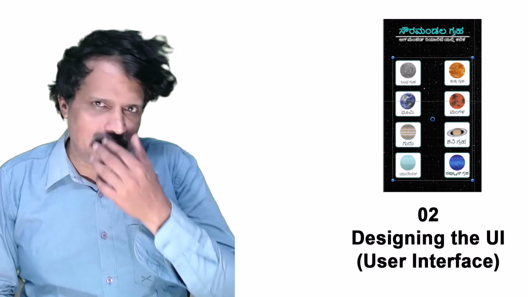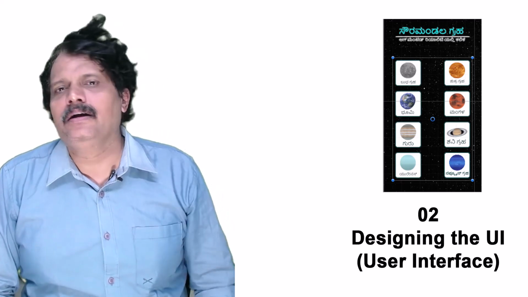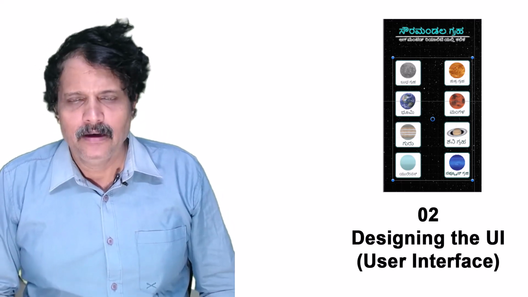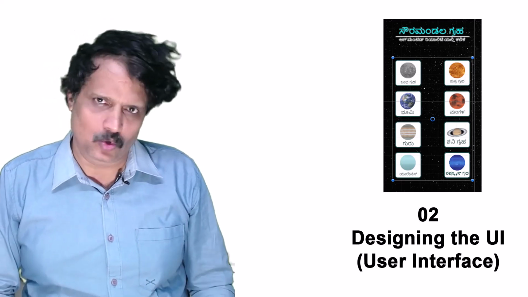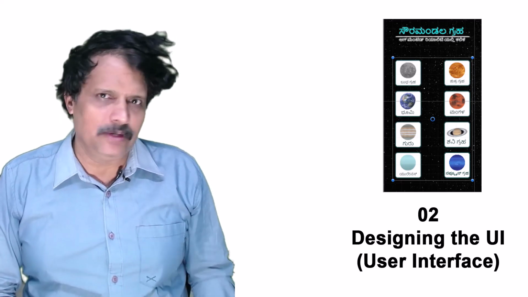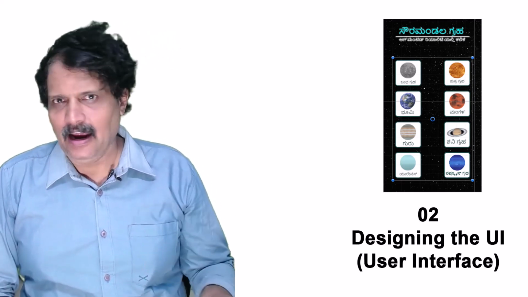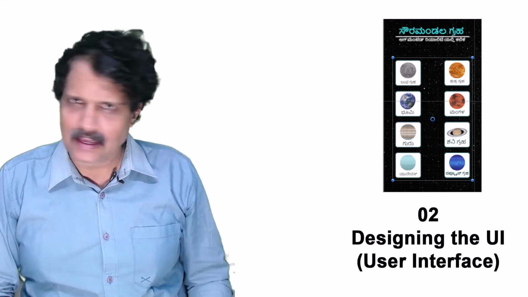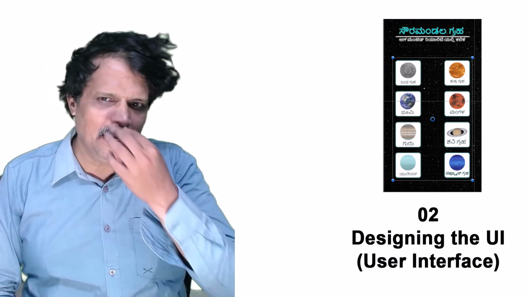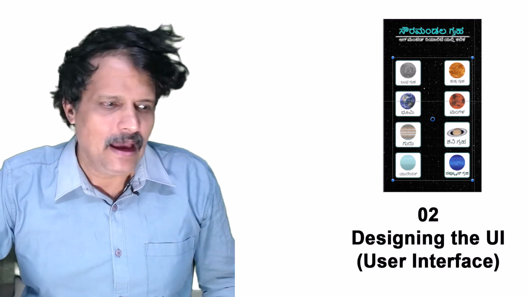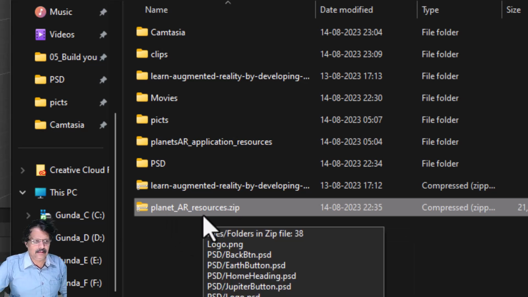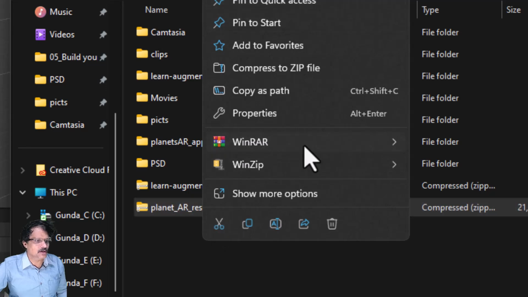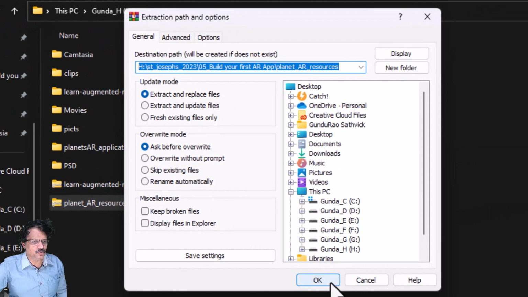To create this, all the required user interface is created in Photoshop. To save time, I have already created it and I am sharing this resource. Along with this video series, I have shared a link. If you go to that link, you are going to download a file, planetarresources.zip. Download it to your machine, right click and choose extract to extract these files to a folder.